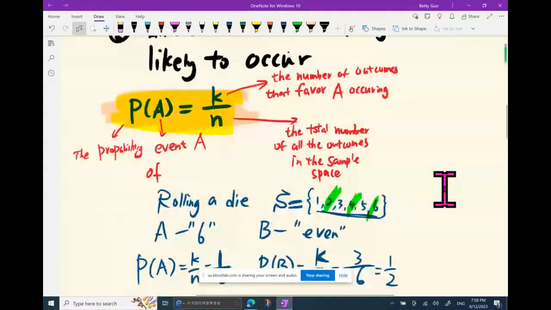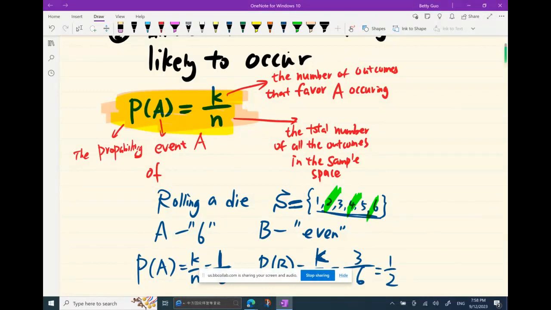Let's look at the formula one more time, okay? P of A, the notation, represents the probability of event A. P is for probability. The capital A here refers to an event. And then the formula is a quotient or fraction. It has a numerator, it has a denominator. If we apply this formula, we just need to find two numbers, one to put on the top, one to put on the bottom. The bottom one, the denominator, is the total number of outcomes in a sample space.